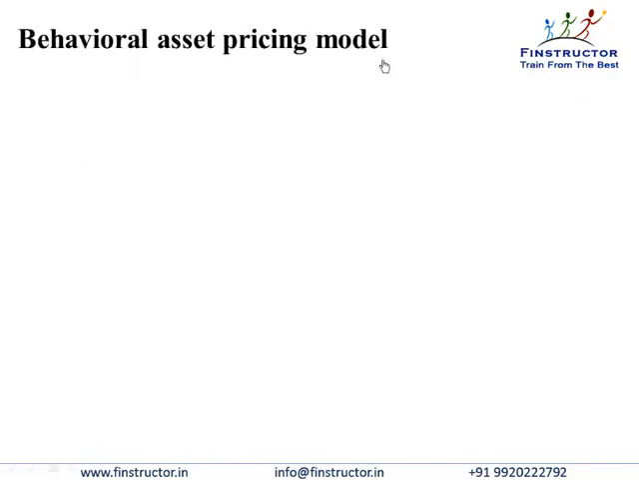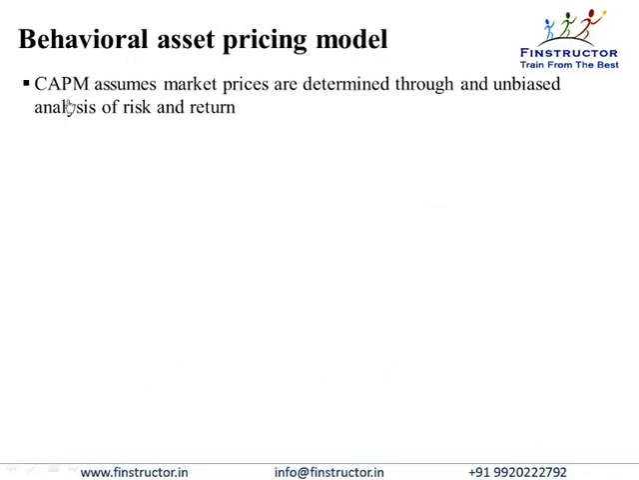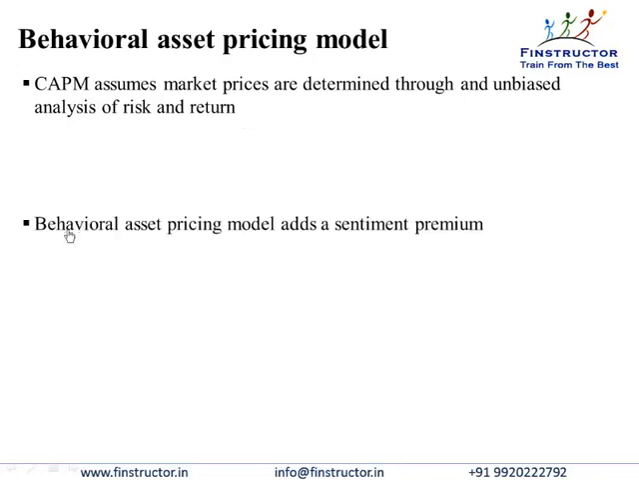The second model is called the behavioral asset pricing model. The capital asset pricing model assumes that market prices are determined through an unbiased analysis of risk and return. In fact, the stock returns are dependent only on the market risk premium, which is what we studied in CAPM. The behavioral asset pricing model adds a sentiment premium to the CAPM.